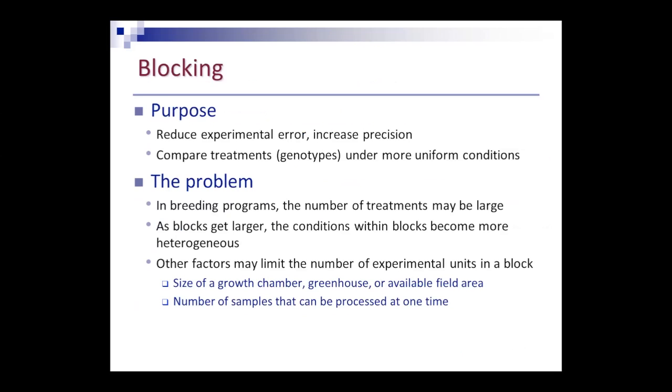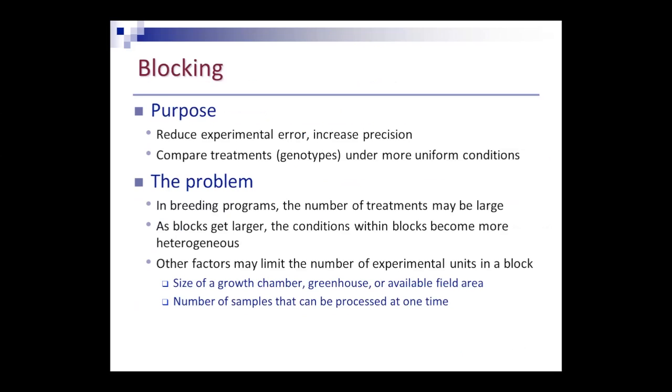We block experiments to reduce experimental error, to increase precision in comparing our different genotypes or treatments, and to make the conditions in which they're being compared more uniform. The problem that we have as breeders is that we deal with many treatments, many genotypes, and as blocks get larger, the conditions within the blocks become more heterogeneous, making it more difficult to get precise comparisons between the treatments.